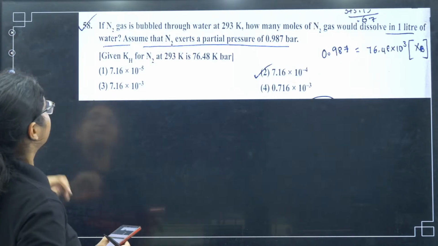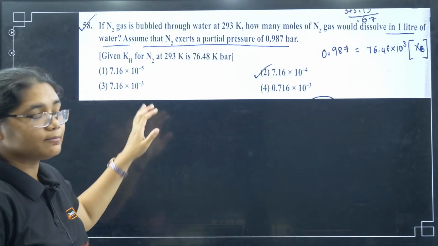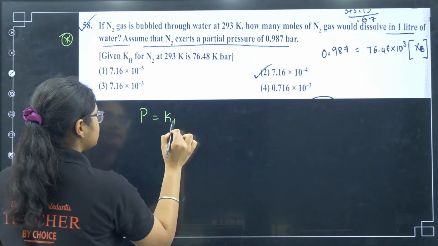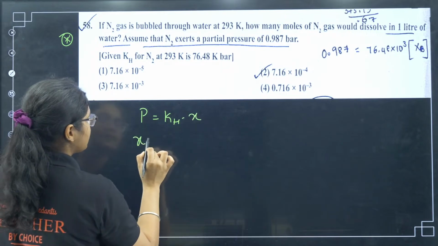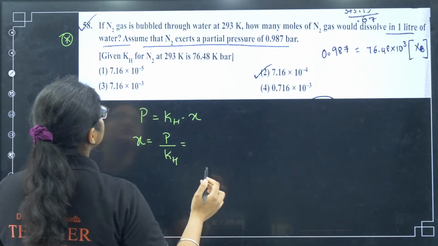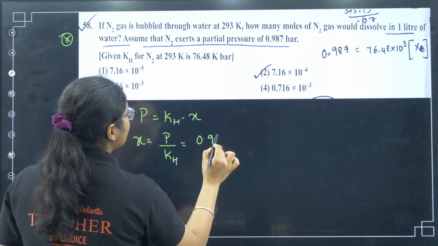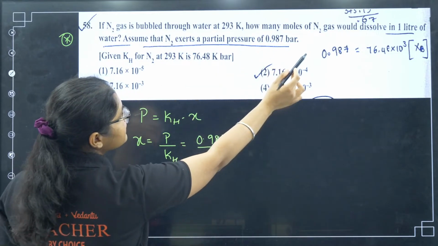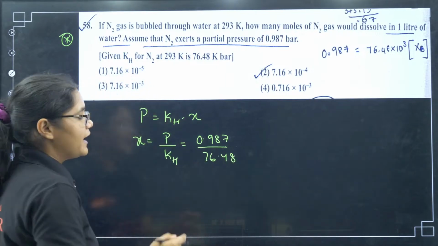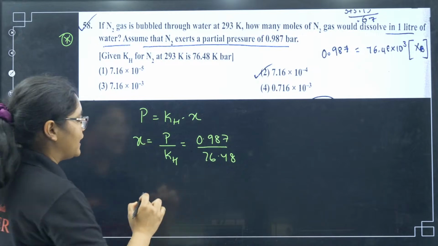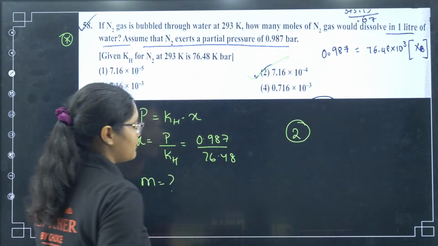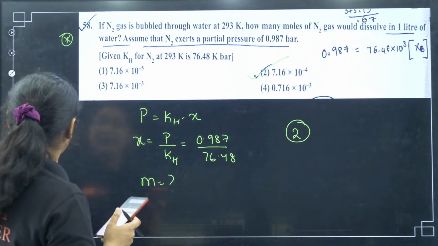Next question, 59, if N2 gas is bubbled. So this is a very important question. We have discussed a similar question also. If you remember, P equal to KH into mole fraction of the gas. So first I will calculate the mole fraction of the gas, which is equal to P by KH. So if I substitute pressure, which is 0.987, and KH value, which is 76.48, you will find the value of X, and after getting the value of X, you have to find the molality value. Okay. So you will get 7.16 into 10 to the power of minus 4. Okay.